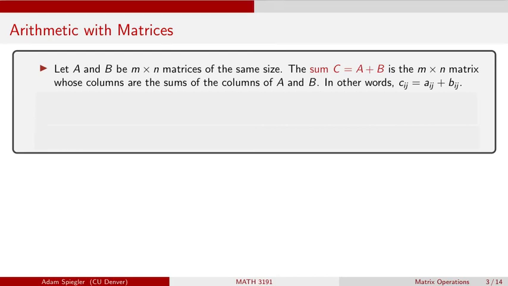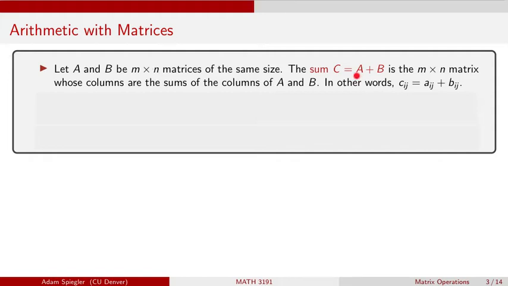Okay, so in this video, we will build our arithmetic that we can do with matrices. In particular, we'll talk about how we can add two matrices and how we can multiply a matrix by a scalar. So let's assume that A and B denote two M by N matrices, and this is important: they have the same size. So A and B have the same number of rows, M, and the same number of columns, N.